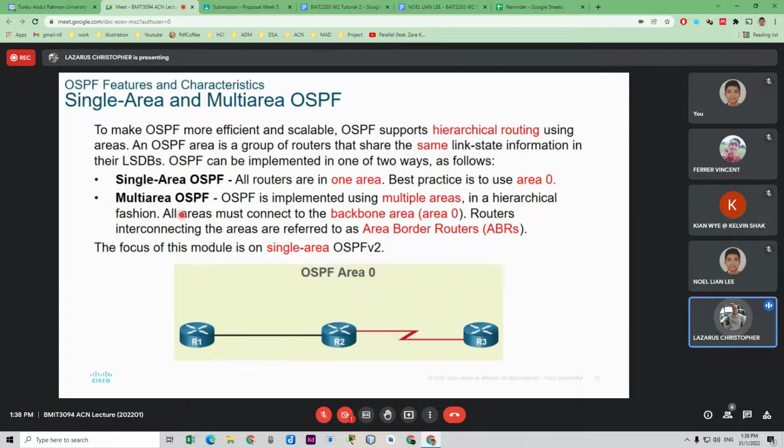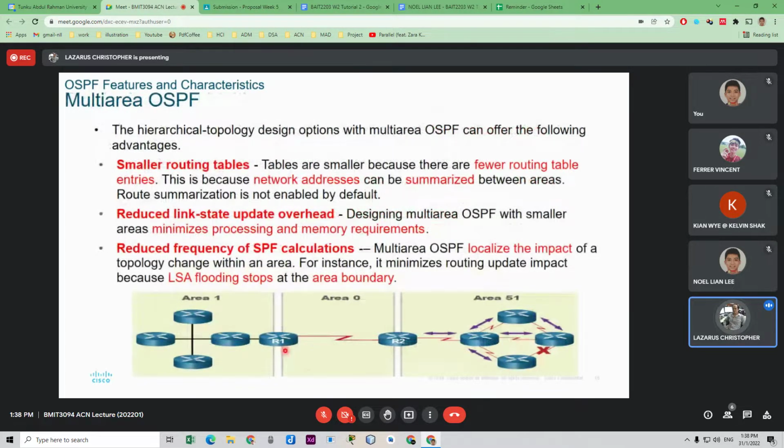Multi-area, as the name indicates, is implemented using multiple areas in a hierarchical fashion. All areas must connect to the backbone area, area 0. That means it expands outwards. Routers interconnecting the areas are referred to as area border routers, meaning you are at the border between one area and another. Our focus is on single area. In the multi-area diagram, R1 and R2 will be the border routers.